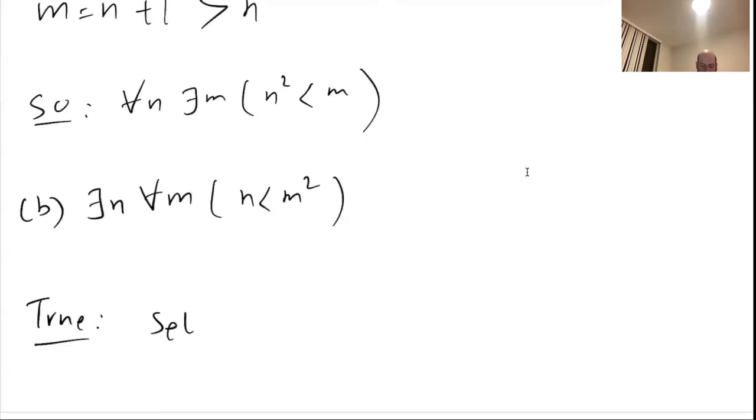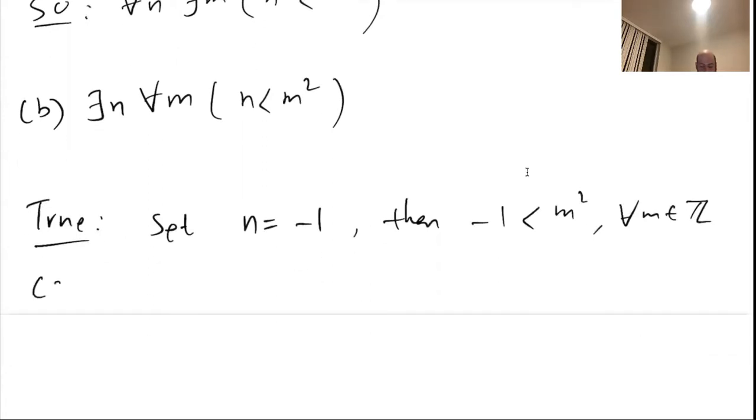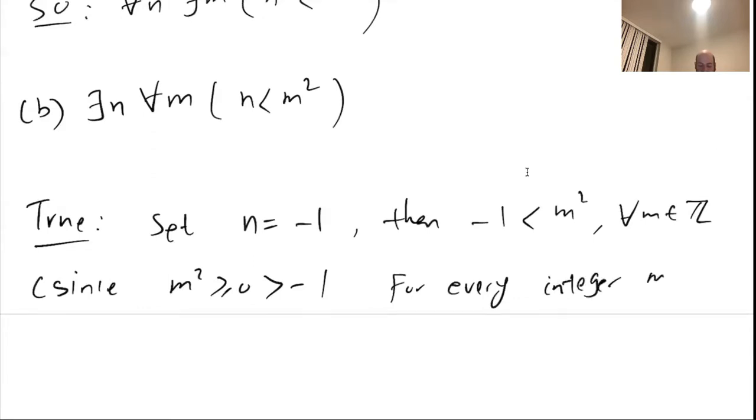True. Set n equals -1, then we can say -1 is less than m squared for every m in Z, since m squared is bigger than or equal to 0, which itself is bigger than -1 for every m. This is true even for every real number, and of course this is true for every integer m as well.